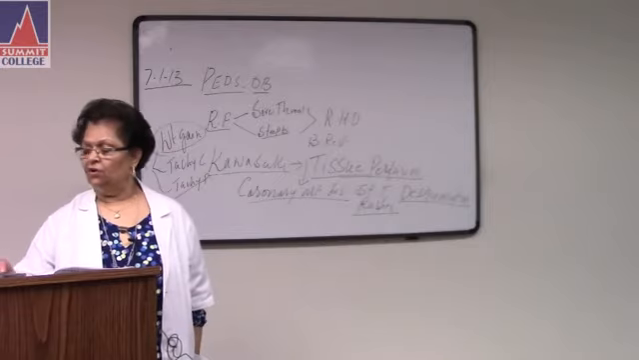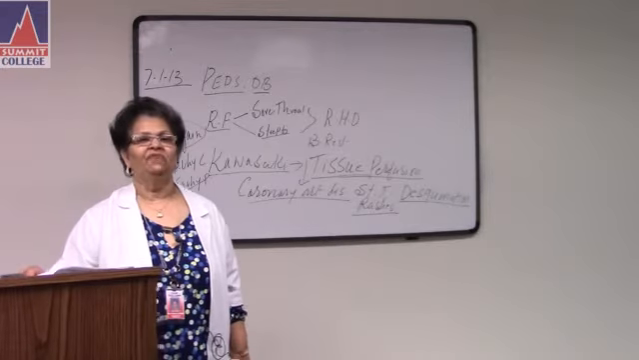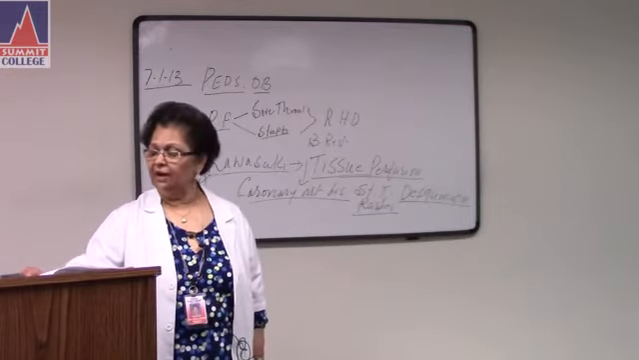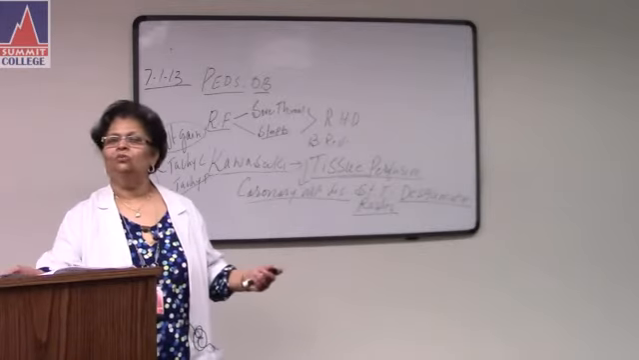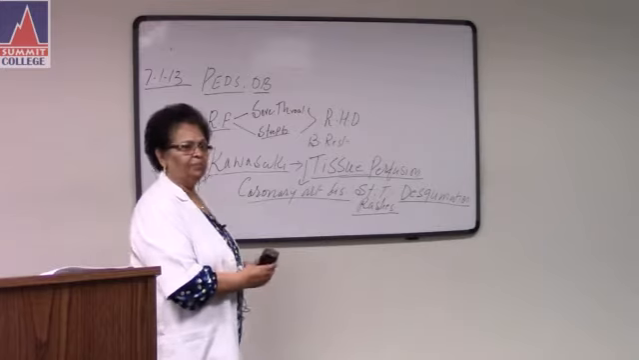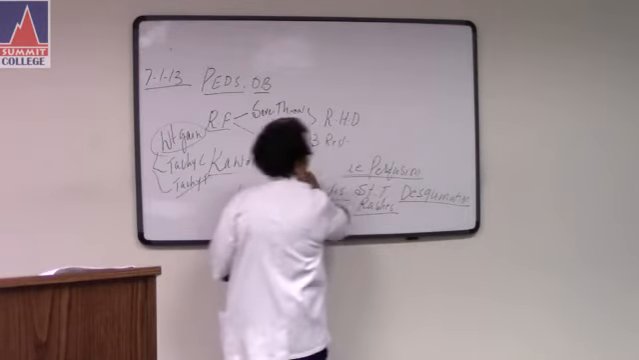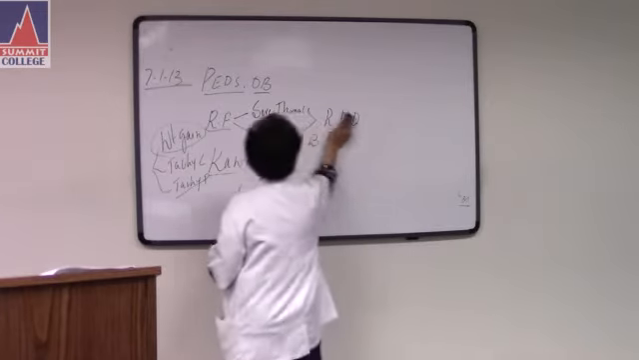Next, I will go on to hydrocephalus. What is hydrocephalus? Too much fluid. Underline the word. What fluid is too much here? Cerebral spinal fluid. What is high here? Cerebral spinal fluid.